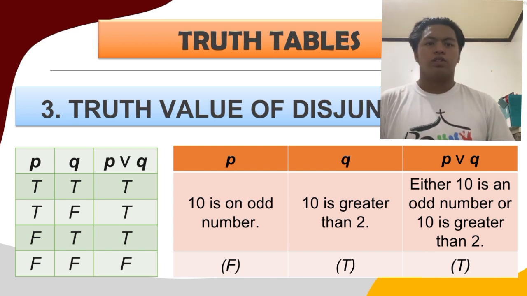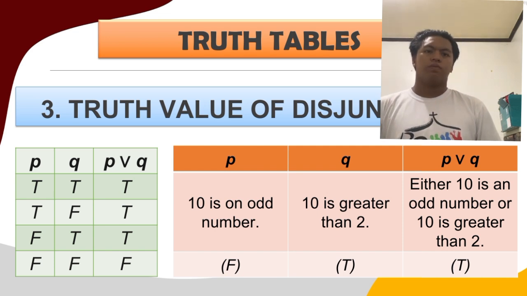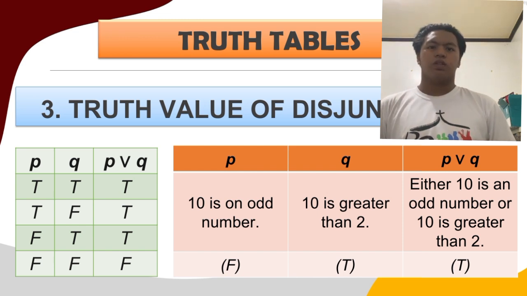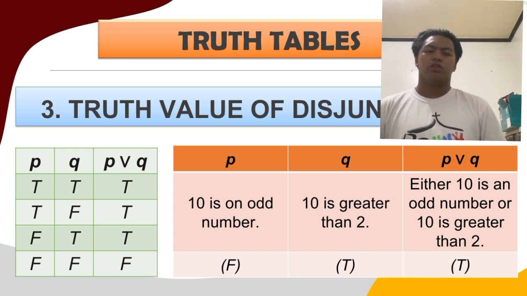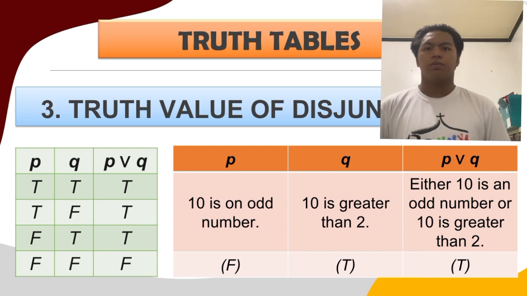So the answer here is false. The second statement is: 10 is greater than 2? Does 10 greater than 2? Yes. So the answer is true. Either 10 is an odd number or 10 is greater than 2, the compound statement will be true.